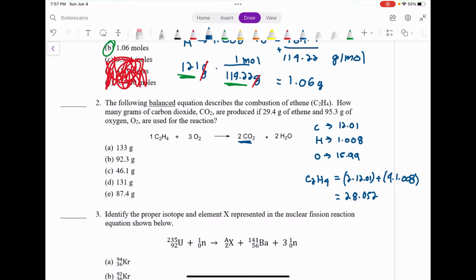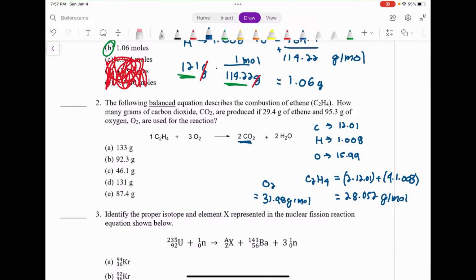And then let's see. Oh yeah, oxygen, this is grams per mole. The O2 is just going to be 15.99 times 2, so 31.98 grams per mole.